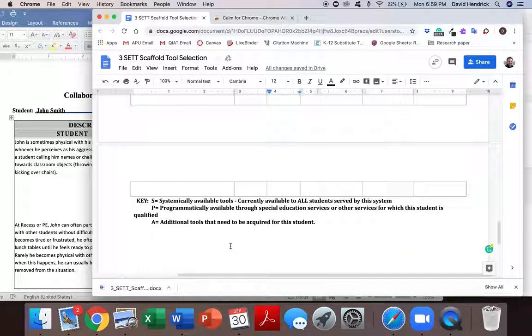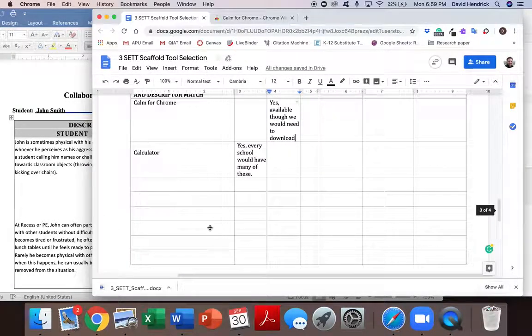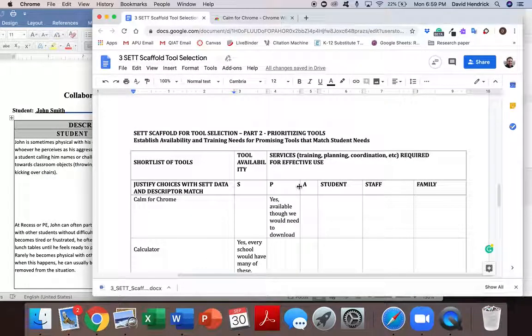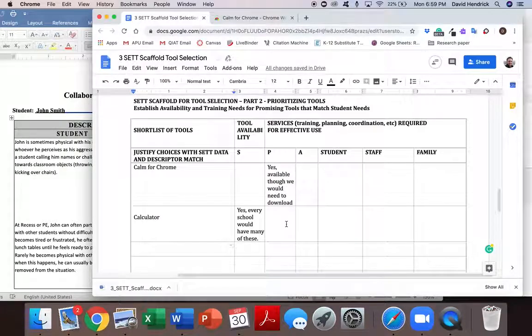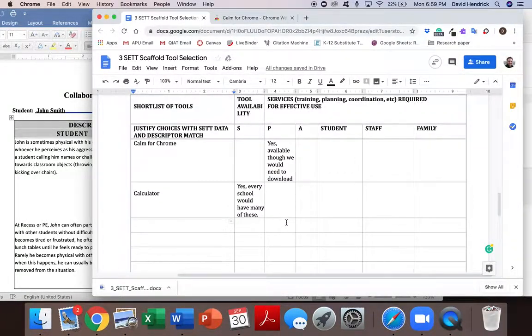And then A is additional tools that are required for the student. So that would be something like if we needed to buy a smart board specifically for the student, or something that would cost money that we'd have to go out and buy. And that would be this A column, the stuff that's a little bit more rare. It costs money, but the student needs it, so we have to go out and get it. So that's the way those go down.